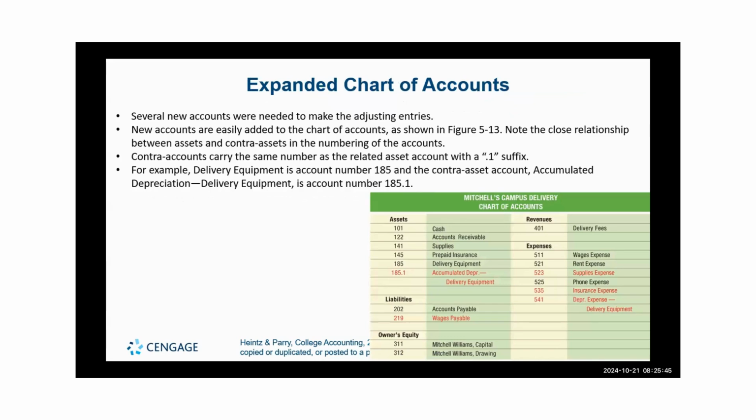All right, we have an expanded chart of accounts. We've got to have new places for all these accounts. So 185.1 is accumulated depreciation. We now see wages payable, and now you have a supplies expense, insurance expense, and a depreciation expense. So you may have to open the chart of accounts to get the full name for your journals.